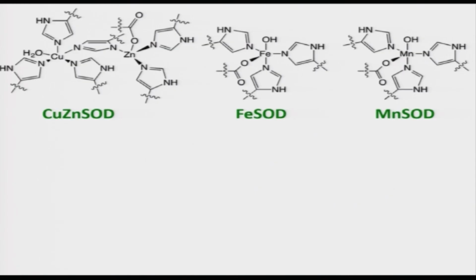You can see their structure. In copper zinc SOD, as I have already said, there are two metals, one is the copper center and one is the zinc center, and a water molecule which is ligated at the 5th position is present with copper. In the case of iron also, there are 3 histidines, 1 aspartate ligated, the 4th position, and an OH group is ligated at the 5th position, which is in iron SOD. Manganese SOD is also very similar to iron SOD.